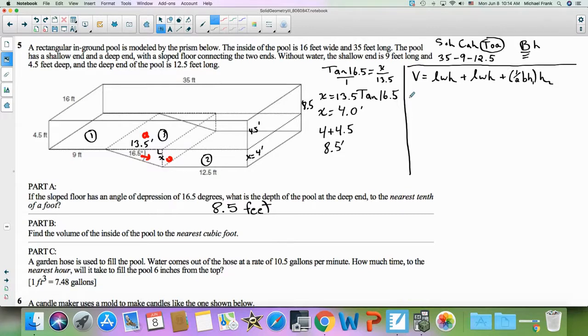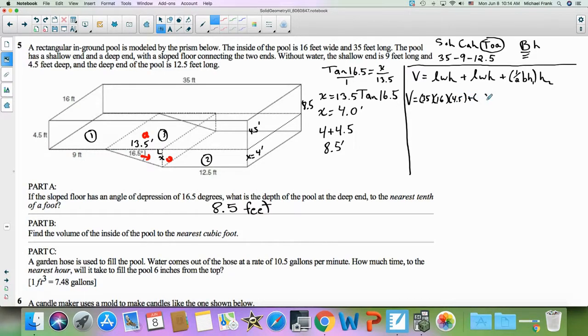All right. So let us begin. Let's see if we can get all these numbers. Well, I think we have most of them, so we can just get them all in here. So we're going to have the volume is equal to, let's do our first rectangular prism, is going to be 4.5 by 16 by 35, right? 35 by 16 by 4.5.